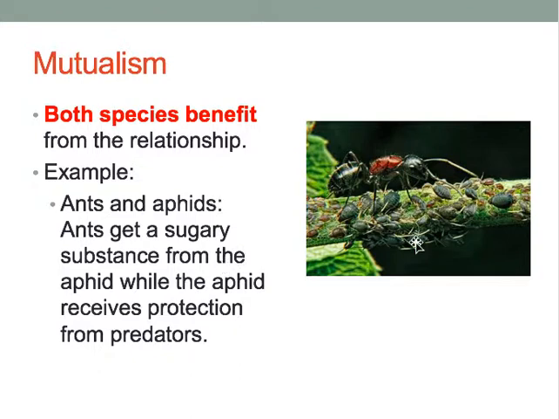Here they have a picture of ants and aphids. The ants are getting the sugary substance from the aphid, while the aphid receives protection from predators. So a lot of times, one organism might benefit from either getting cleaned or maybe getting a food source, while the other organism might benefit from protection.